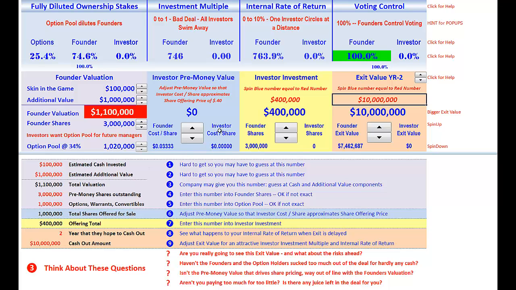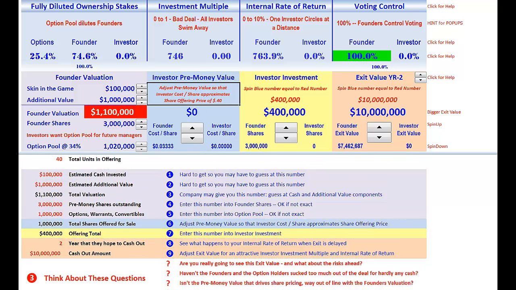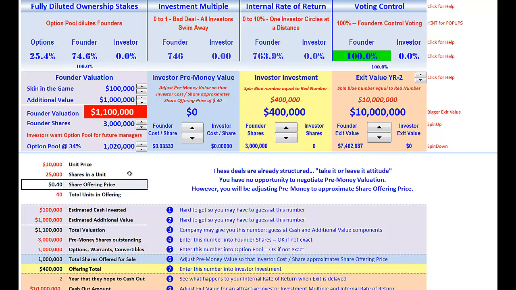And it is just an approximation. So we have to look at this number here, the investor cost per share, and we have to equate it with the 40 cents, which is what we calculated right here as the share offering price.